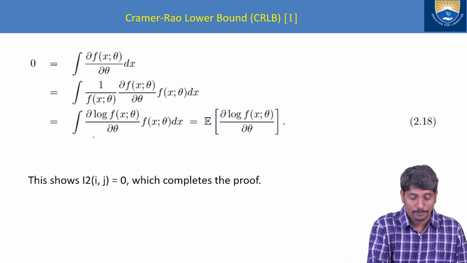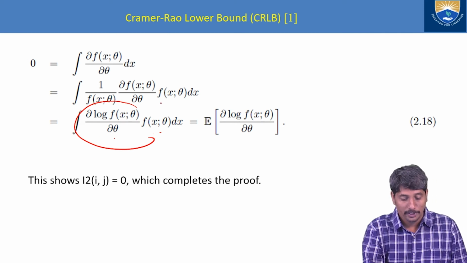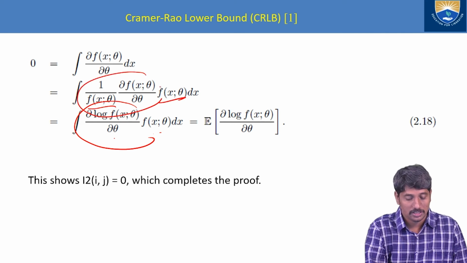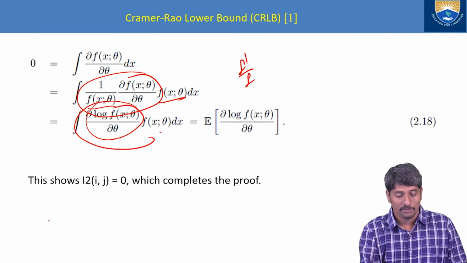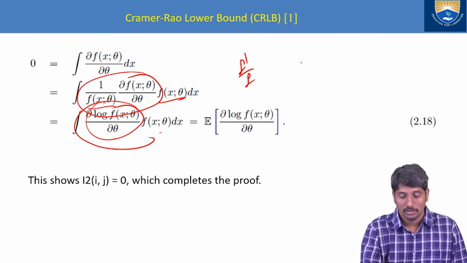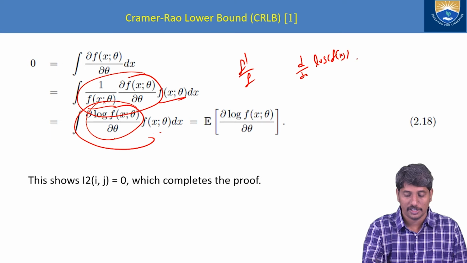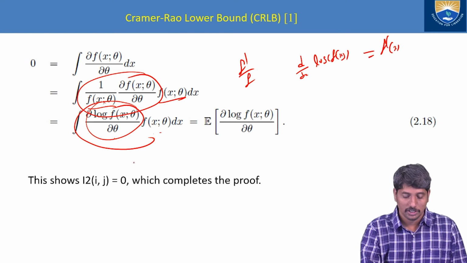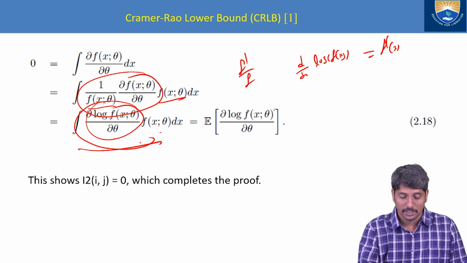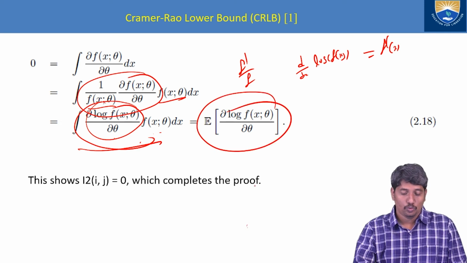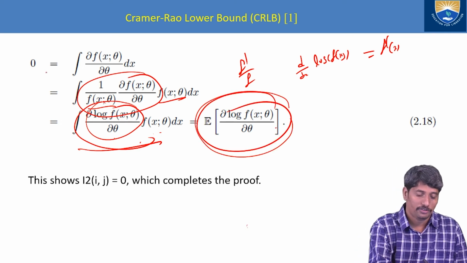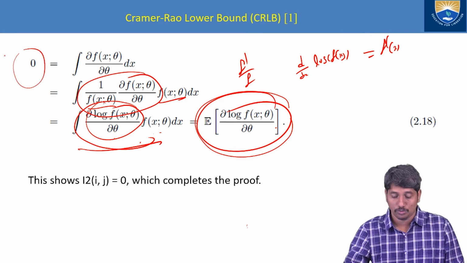So that would be f of x comma theta into dou by dou theta of log f, or we can understand it as multiplying and dividing with f of x comma theta. This is nothing but f dash by f, which is the derivative of log of f, because you know that the derivative of log of f is nothing but f dash x by f of x. By using that, we reach this step. This is nothing but an expectation. So the expectation of dou by dou theta of log of f of x comma theta is always 0. That is what we obtain.